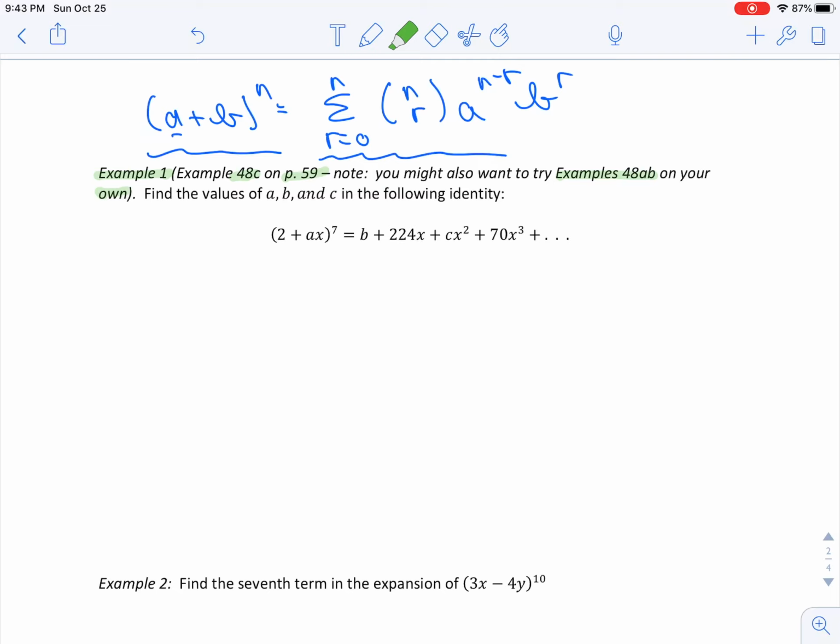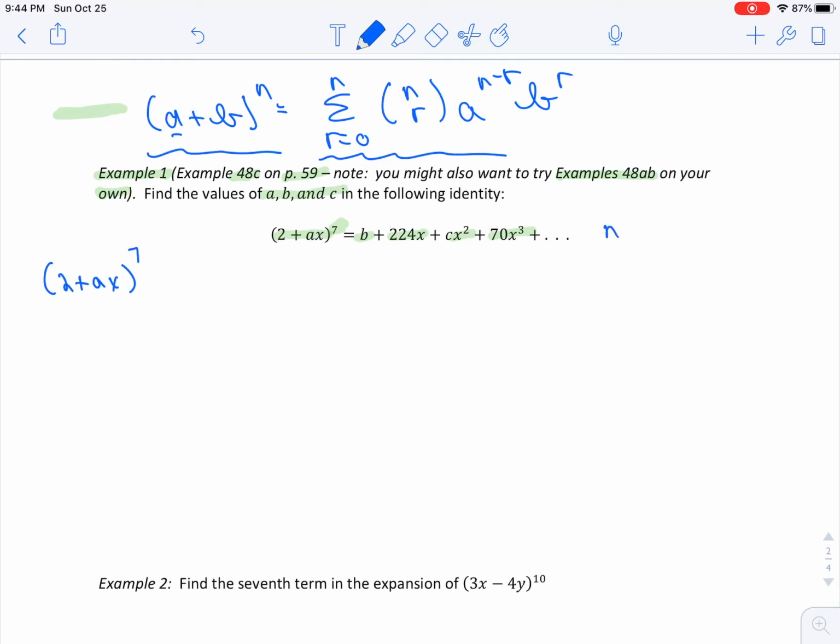But in this particular problem, they're giving us a binomial, 2 plus ax, the quantity 2 plus ax. We're raising it to the 7th power. And you'll notice that they've started the expansion. They've written the first few terms of the expansion. And what we're supposed to do is find the values of a, b, and c. So I think what we'll do is we'll start by writing, using the binomial theorem that we have up here, the summation notation, and writing our binomial expansion as a summation.